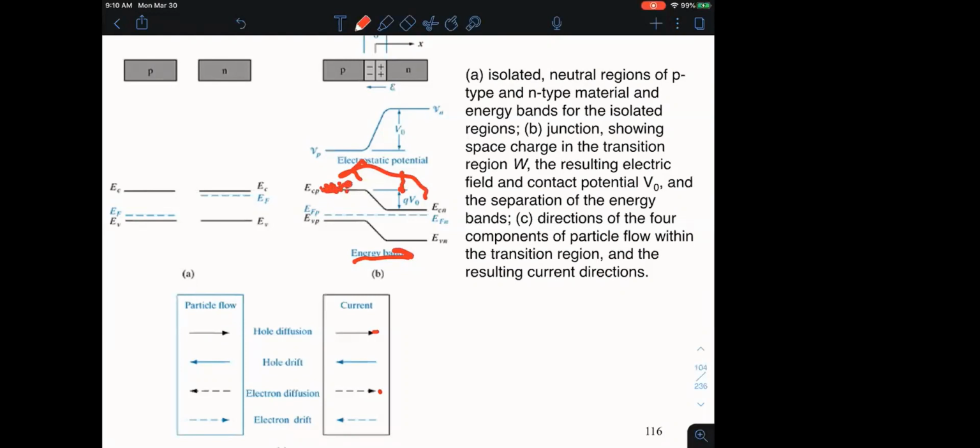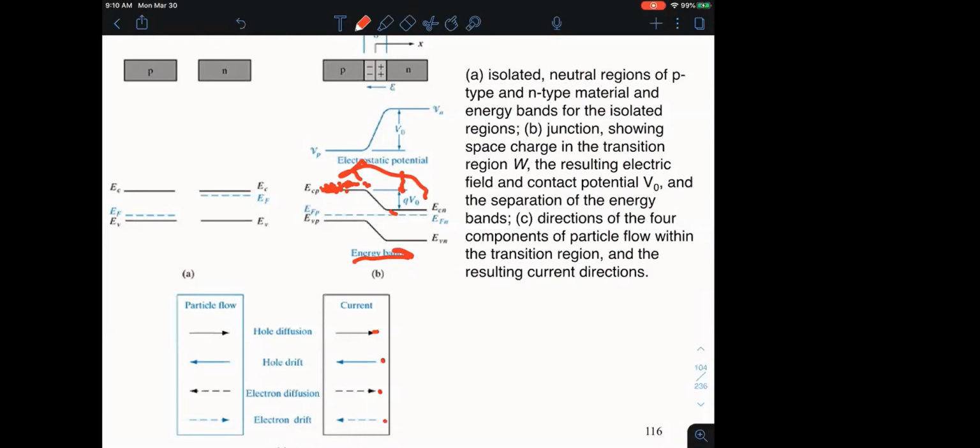So once in a blue moon, they'll accidentally appear at the edge of the depletion region, and if they do, now they see the electric field and they're swept across. Okay, and that's this corresponding electron drift and hole drift.